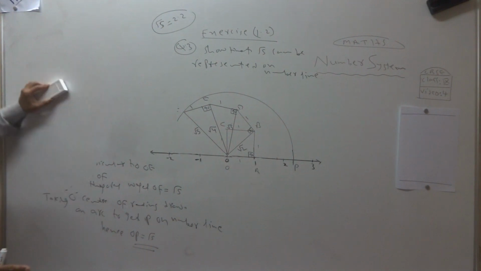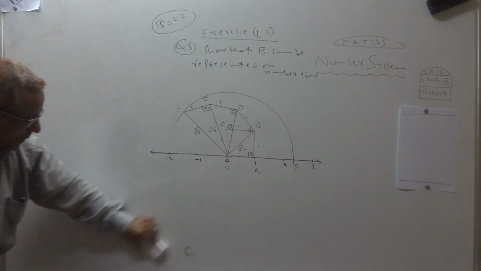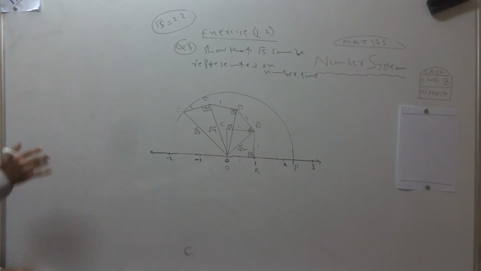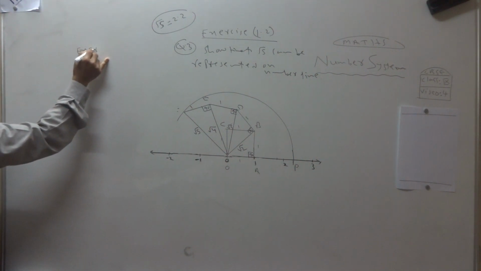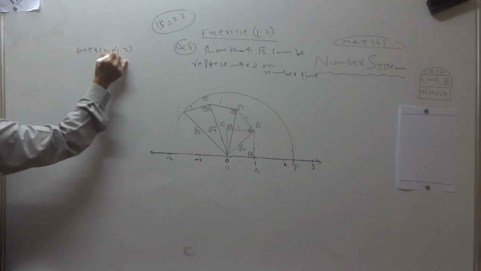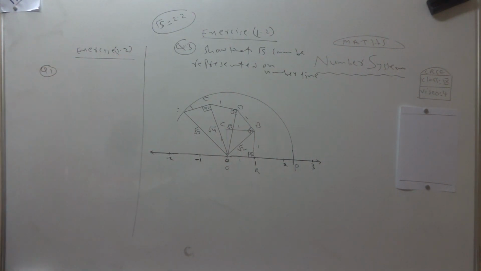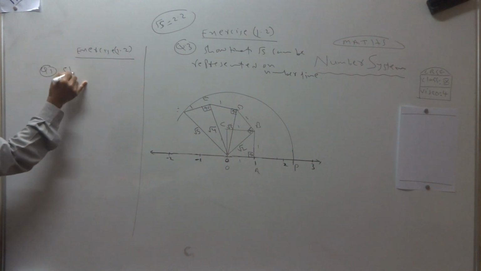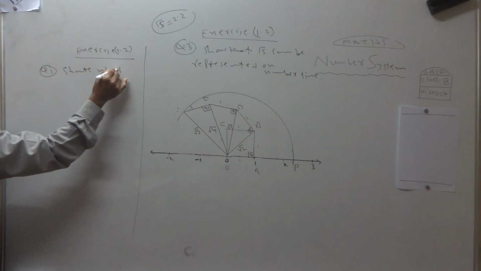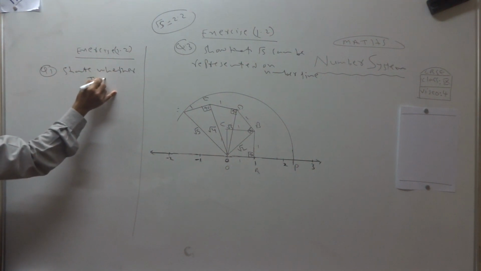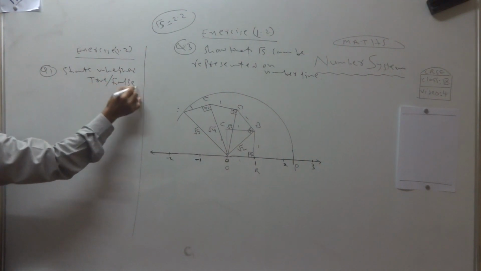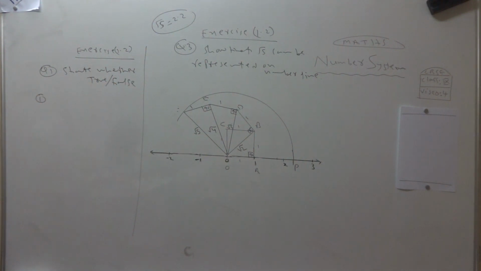Then we are doing exercise 1.2, the other questions. See what is there, the first question. This is the third question. State whether the following statements are true or false. The first bit: every irrational number is a real number.